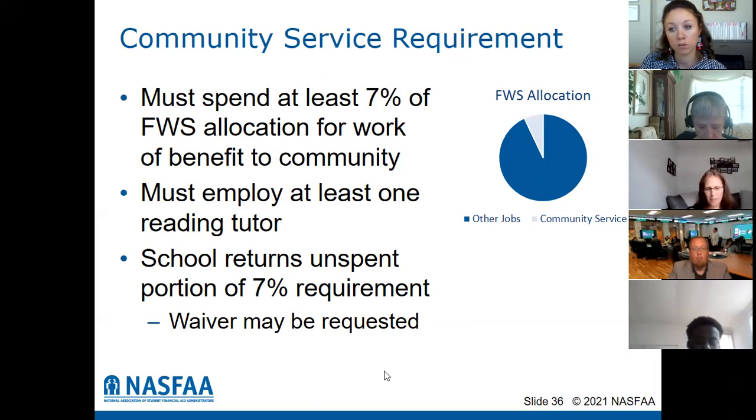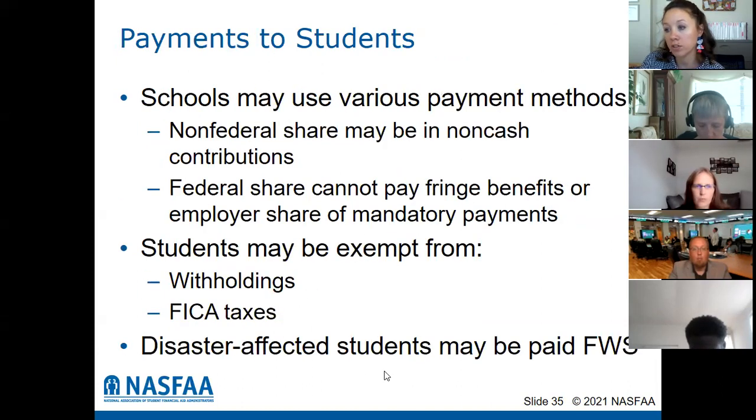Laura, sorry, I don't mean to interrupt you, but we do have one question from your prior slide in the chat, asking for a little bit of clarification on the non-cash. So asking about the non-federal portion of a student's work study pay can be non-cash. What does that mean? I'm not that involved in this with my work on my campus, so if one of you want to jump in, but I know it has to do with the non-cash.